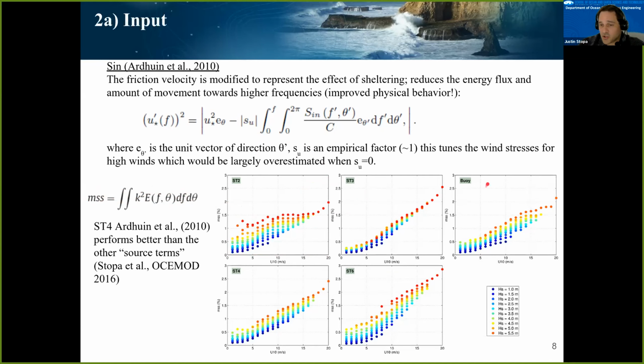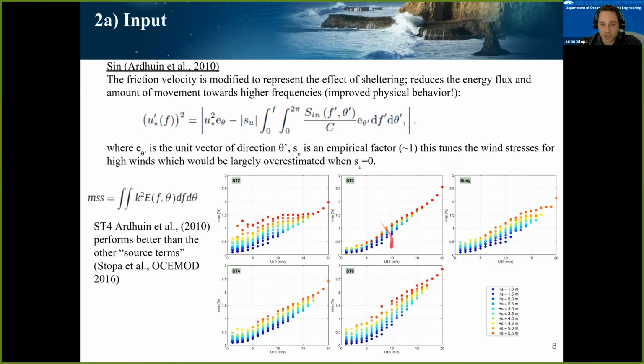So you can see, I'll draw your attention to the upper right panel here. And these are actual observations from a buoy. And it shows that as the wind speed increases, so does the mean squared slope. It also shows, say we have a fixed wind speed, and as the waves increase, the wave heights increase, there's also an increase in mean square slope. So this is what we want the models to behave like. So this is actually our truth. This is our ground truth from observations.